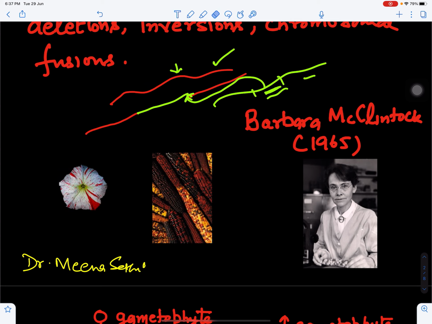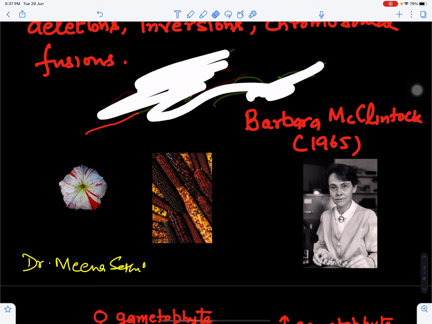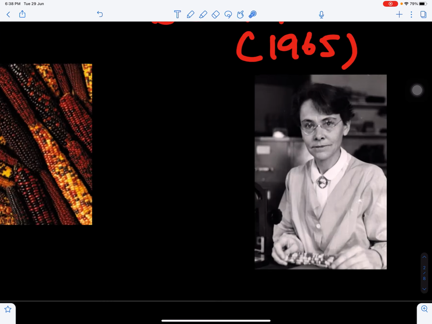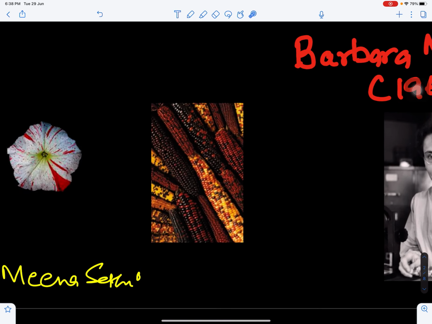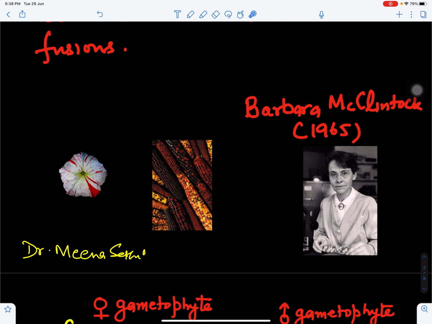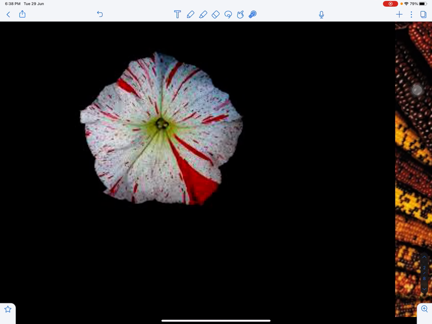Now this phenomenon was observed by the scientist Barbara McClintock. Barbara McClintock was a scientist who was studying genetic instability in maize plant in 1965. Now this is Barbara McClintock. She was doing a lot of work on the maize plant, and she observed transposons in maize plant. Now these different colored grains present in the maize grain are due to the formation of transposons. And this flower is also showing various kinds of variegations showing the transposons.